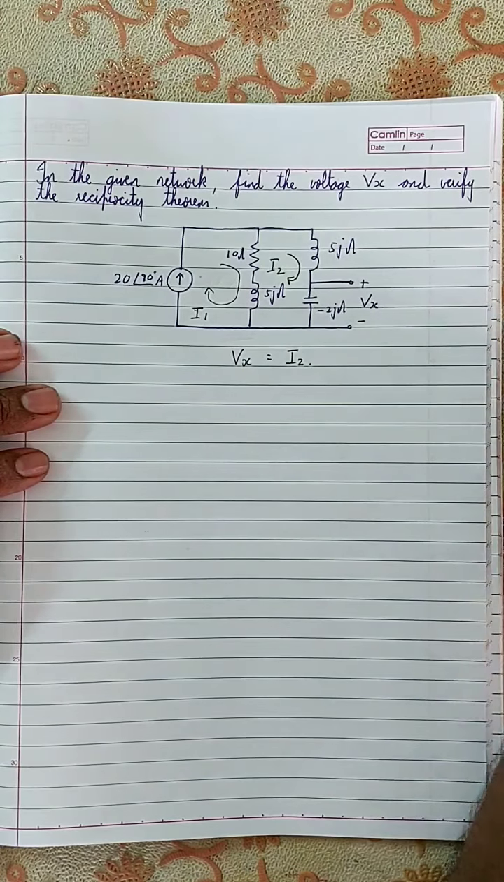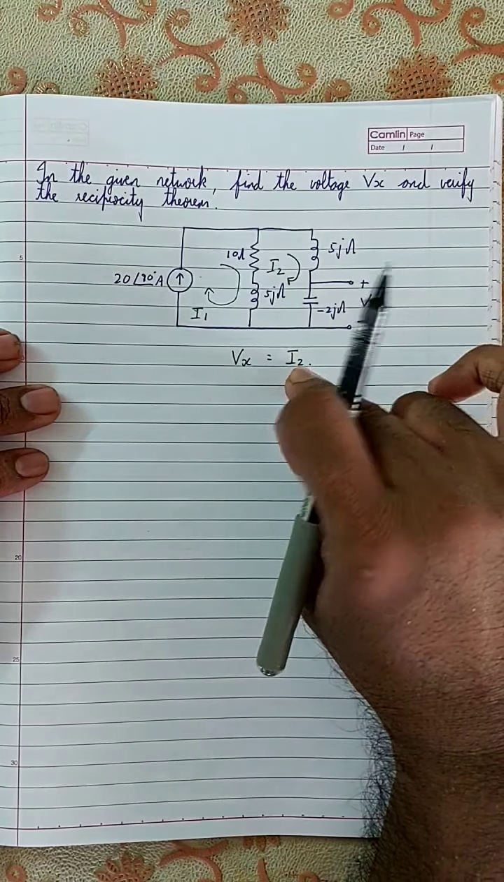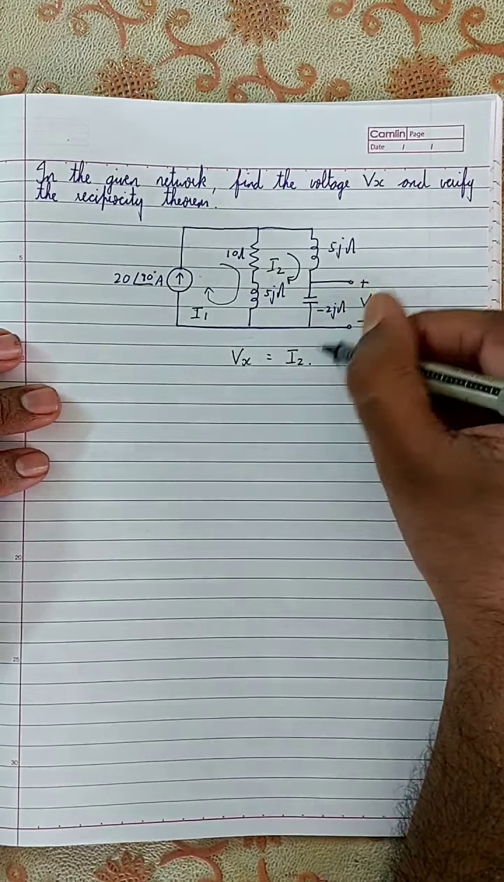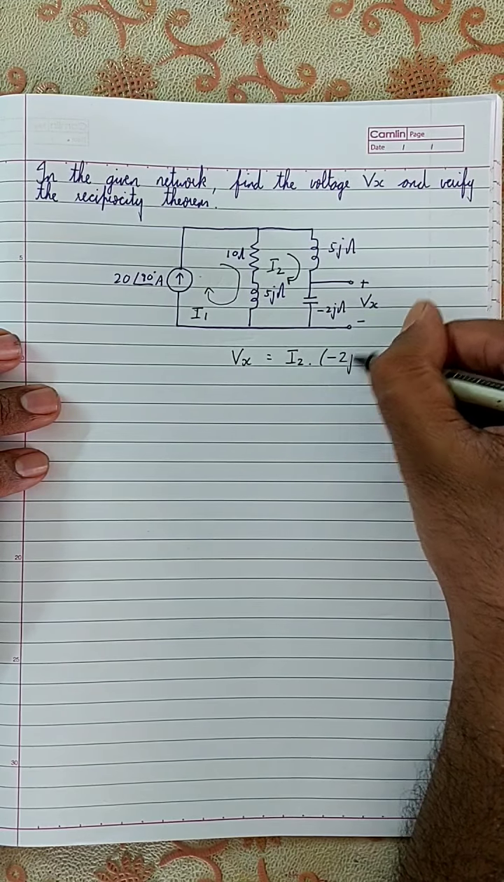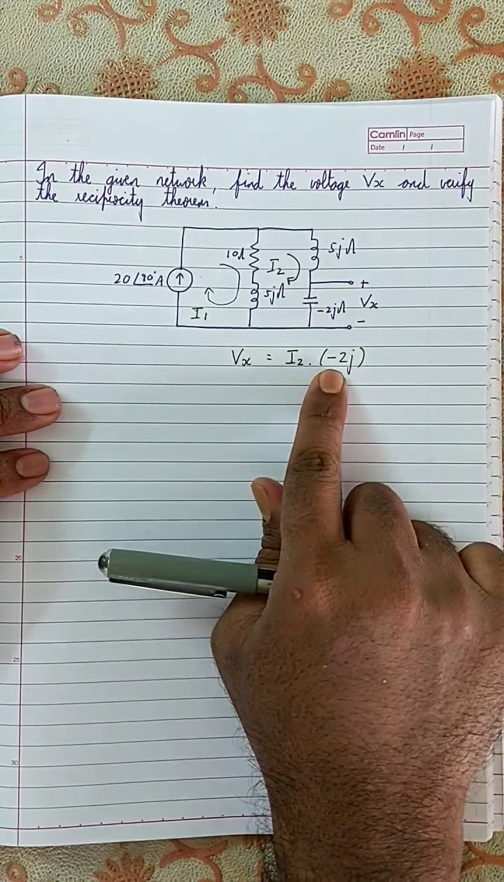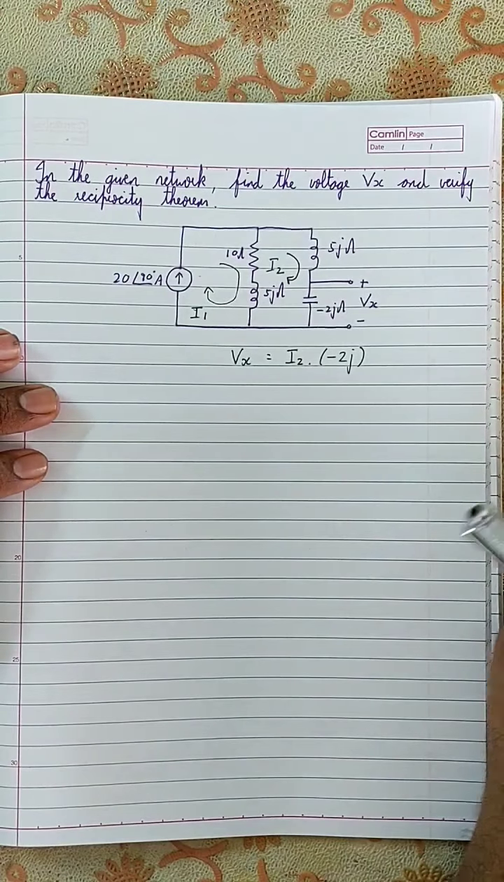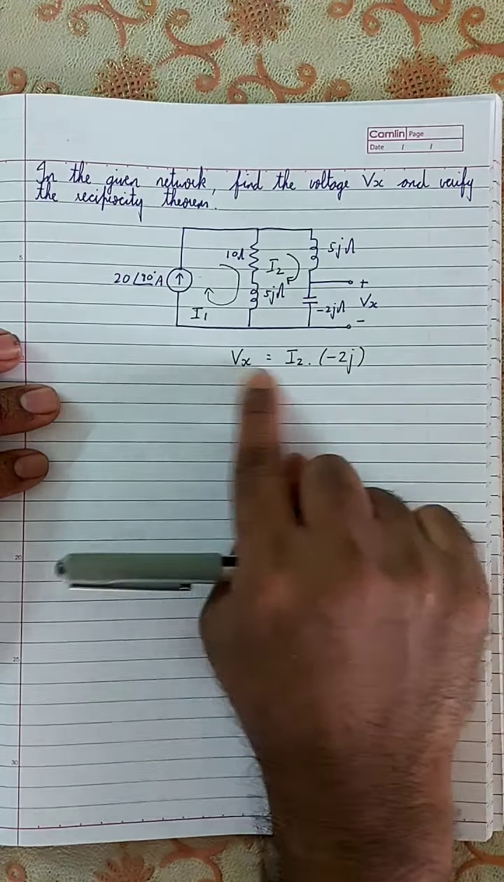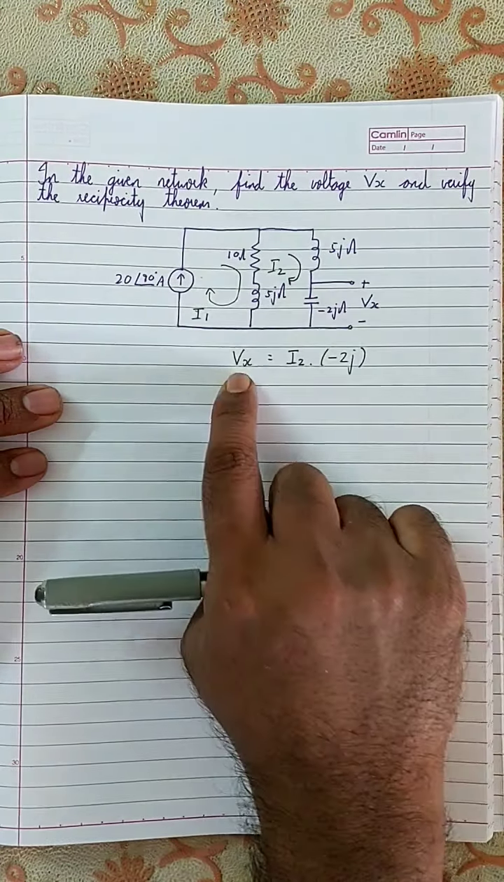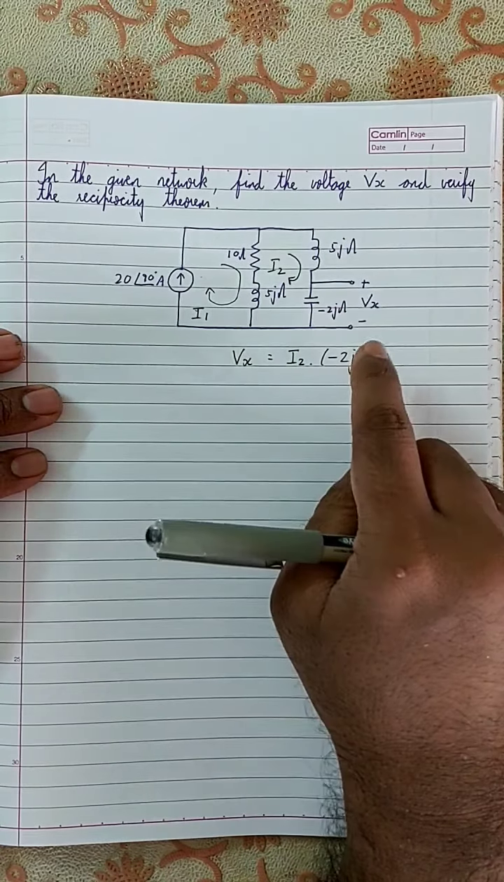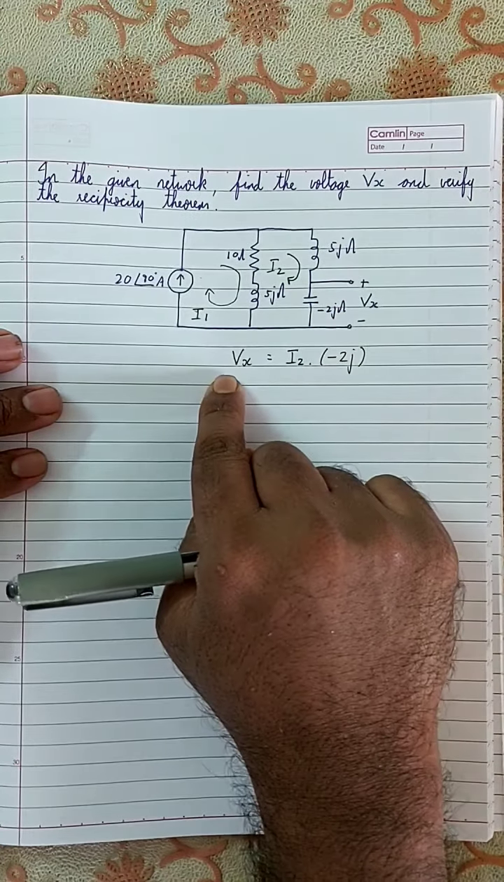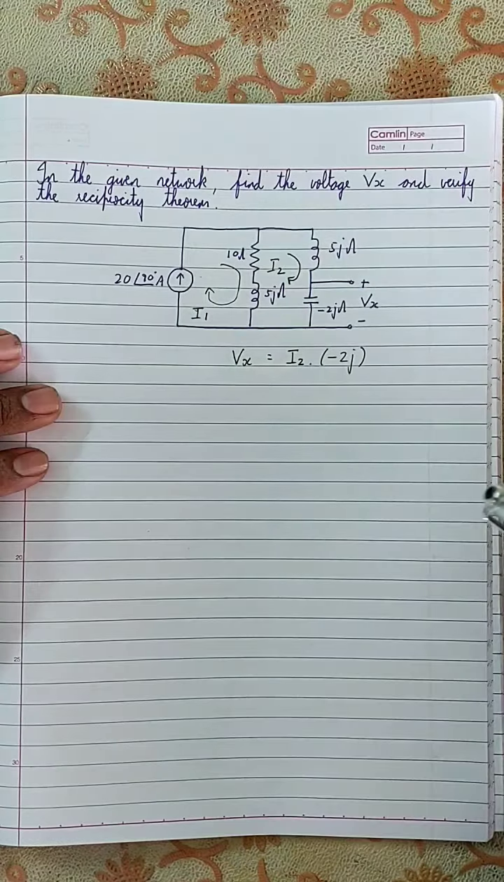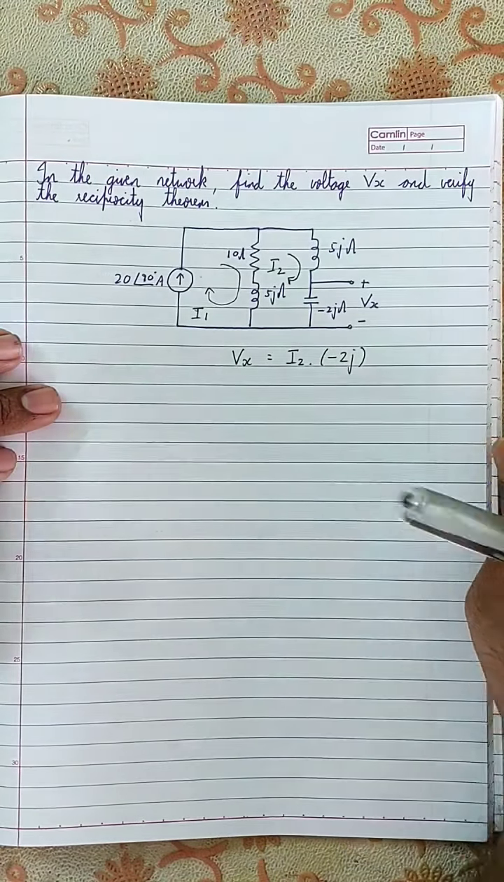Ohm's law is I into R. So the value of I is I2 and the value of R is the reactance of the capacitor, minus 2J. So this is the equation for Vx. So to find the value of Vx, I just simply need to find the value of I2.